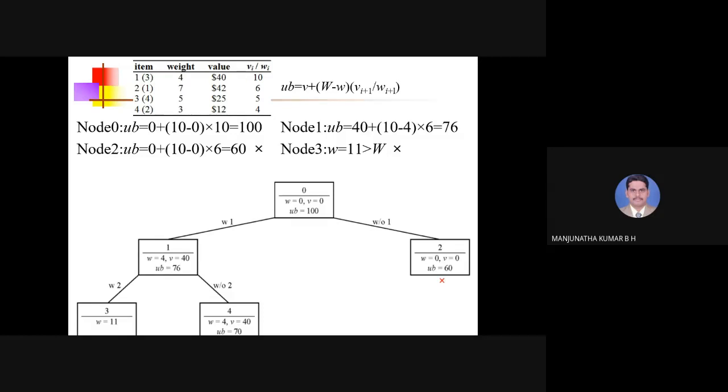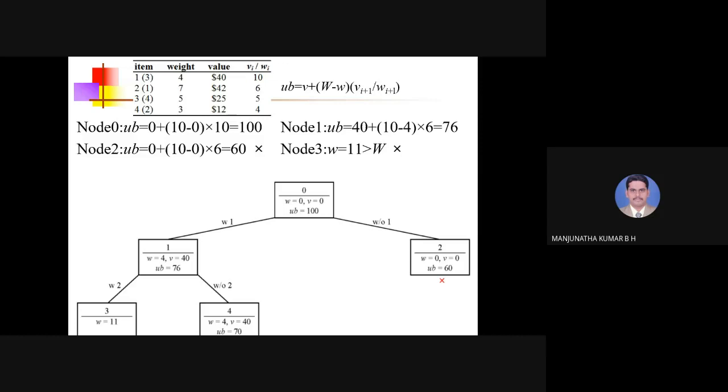Okay. Now observe node 3. In node 3, I have written W as 11. Is 11 less than the capacity of the knapsack? No. The capacity of the knapsack is how much? 10. So the total weight should not exceed the knapsack capacity. It violates the problem constraint. Hence, you terminate node 3 there itself. Node 3 is not a promising node because it's violating the problem constraint.